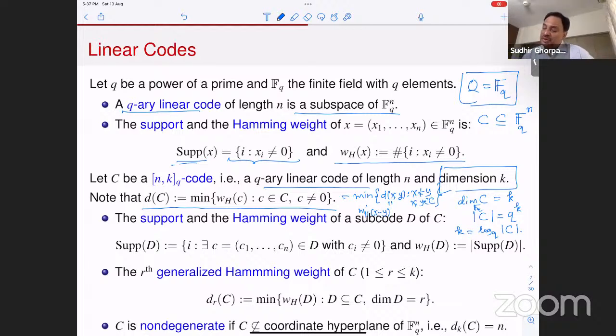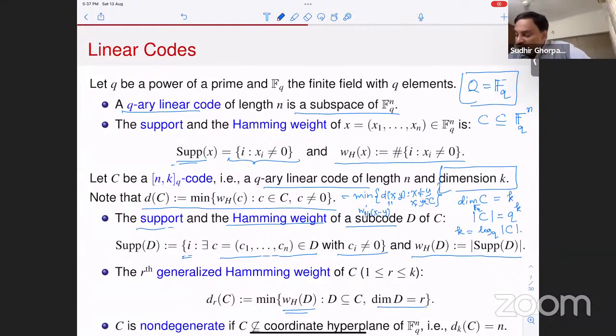There is a more general notion of support and Hamming weight of a subcode. Subcode means a subspace of C. I'll just quickly go over it. If you don't immediately follow, that's fine. The support of a subcode D is the set of positions i for which there exists some element in D with a non-zero coordinate in that position. The support weight or the Hamming weight of a subcode is the cardinality of its support. And there is a generalization of minimum distance called the generalized Hamming weight. It is defined as the minimum of the support weights of r-dimensional subcodes of the given code.